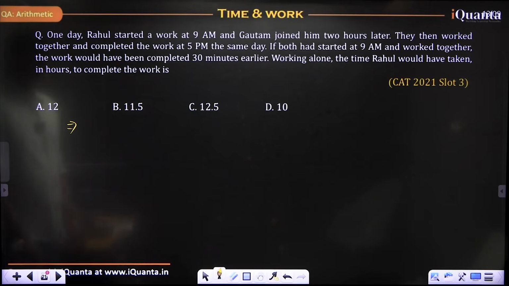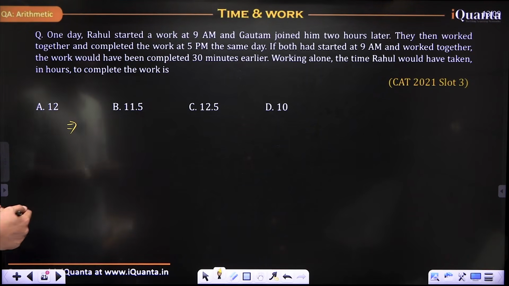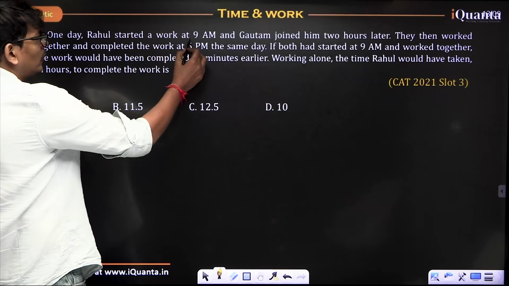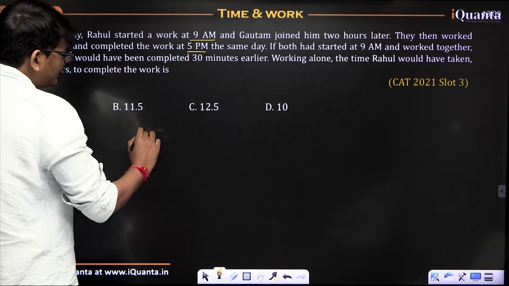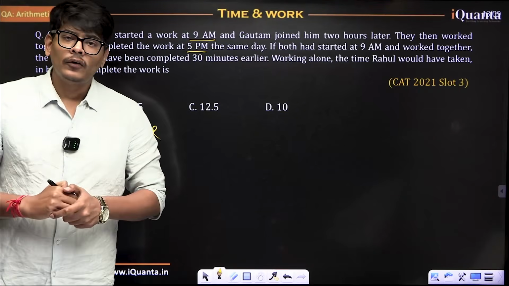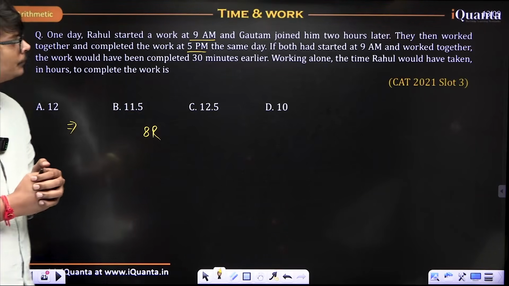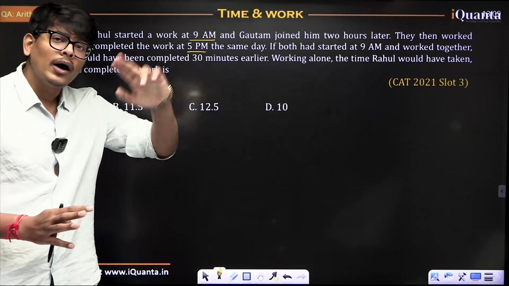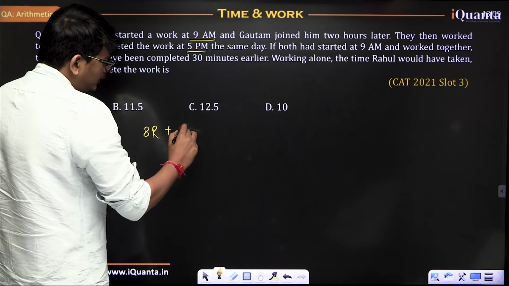One day Rahul started a work at 9 a.m. Gautam joined him 2 hours later. Then they worked together and completed the work at 9 p.m. the same day. If you observe, Rahul has worked from 9 a.m. till 5 p.m. That means Rahul must have worked for 8 hours. And the efficiency of, let's say, Rahul is R. So 8 hours. Gautam worked only for 6 hours because Gautam joined 2 hours later. So plus 6G.